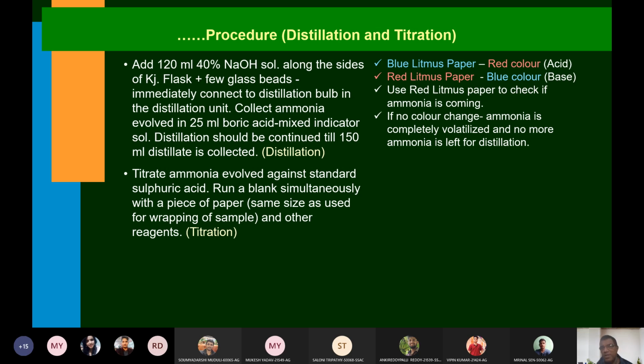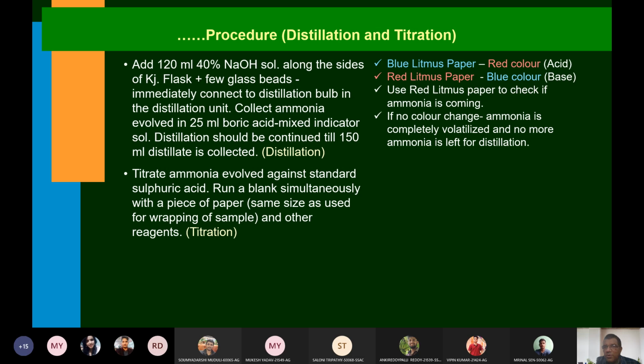Now, what happens? The ammonia will be released and pass through the condenser, where it will cool down and enter into the boric acid. Collect the ammonia evolved in 25 ml boric acid mixed indicator solution. At the other end, you are collecting ammonia in boric acid, which is taken in a conical flask, about 25 ml of boric acid mixed indicator. Distillation should continue till 150 ml distillate is collected.